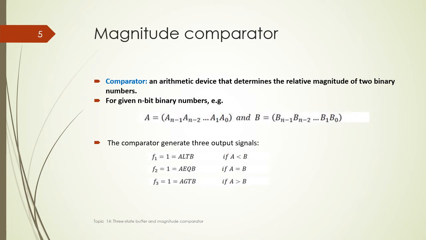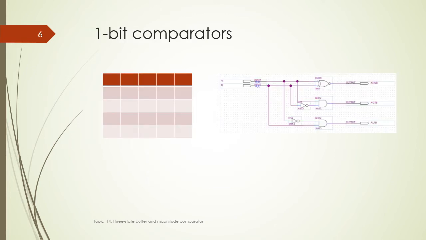But how to realize this using logic circuit? Again, let's start with the simplest case. Say we have A and B. We only think about 1-bit binary numbers here. So two numbers, each number has only 1 bit. And we still have three results, right? A less than B, A equal to B, and A greater than B.